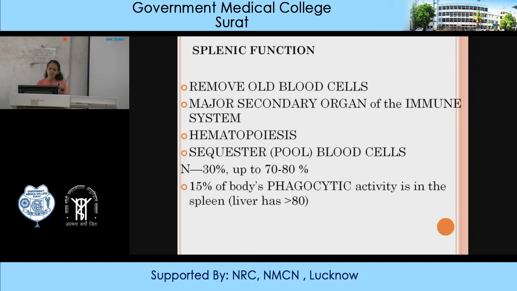Again, it can sequester the blood cell. That means the pool of blood cell. They just squeeze the blood cells from the periphery. Normally 15 to 30% of blood cells can be sequestrated into the spleen, but it can do it up to 70 to 80% in such an extent that it can cause actually pancytopenia. 15% of body's phagocytic activity takes place in the spleen.